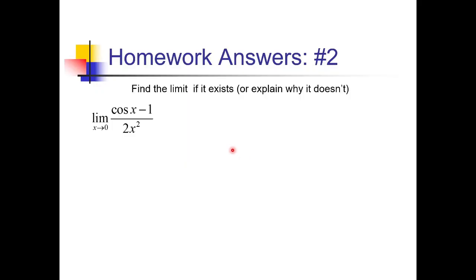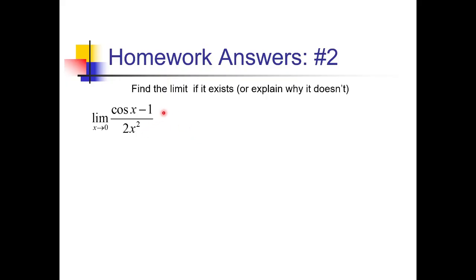On this problem, we're trying to find the limit as x approaches 0 of (cosine of x minus 1) over 2x squared. Now, if I were to just plug 0 in for all the x's here, I suspect I might be getting 0 over 0, definitely 0 in the denominator. So let me just take the limit of each of these individually, and if I have to use L'Hopital's rule, I will.